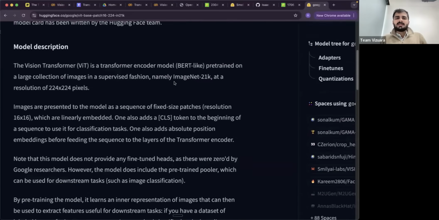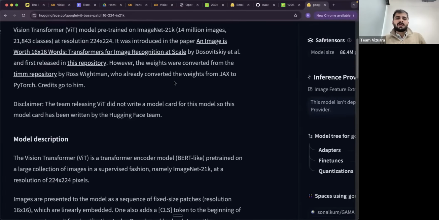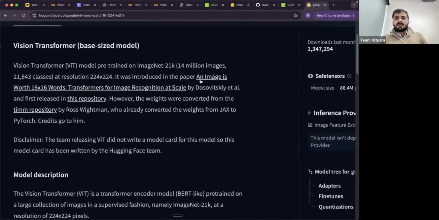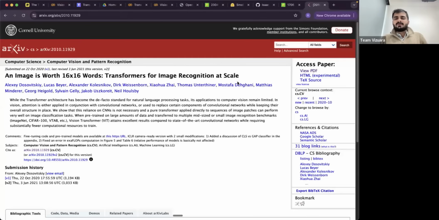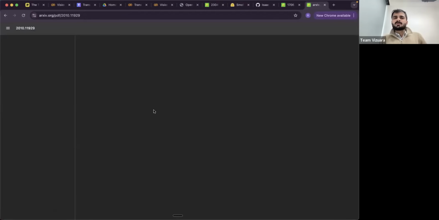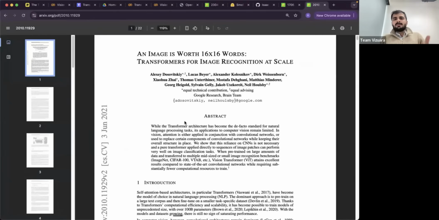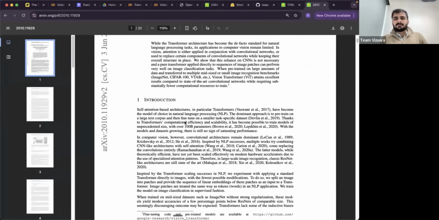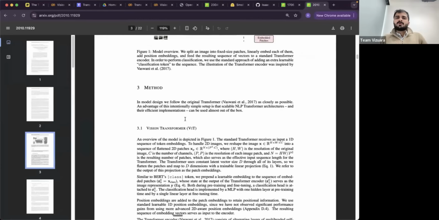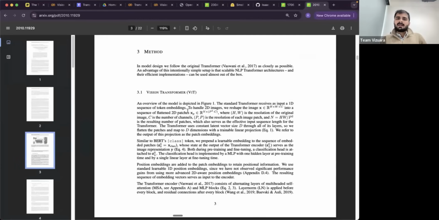So this we have already seen actually. We know the model description and how it works now. And this is the paper which is referenced in this link. This was the paper which introduced image transformers to the world. It's called An Image is Worth 16 by 16 Words, Transformers for Image Recognition at Scale. So I want all of you to take a printout of this paper and read this also.